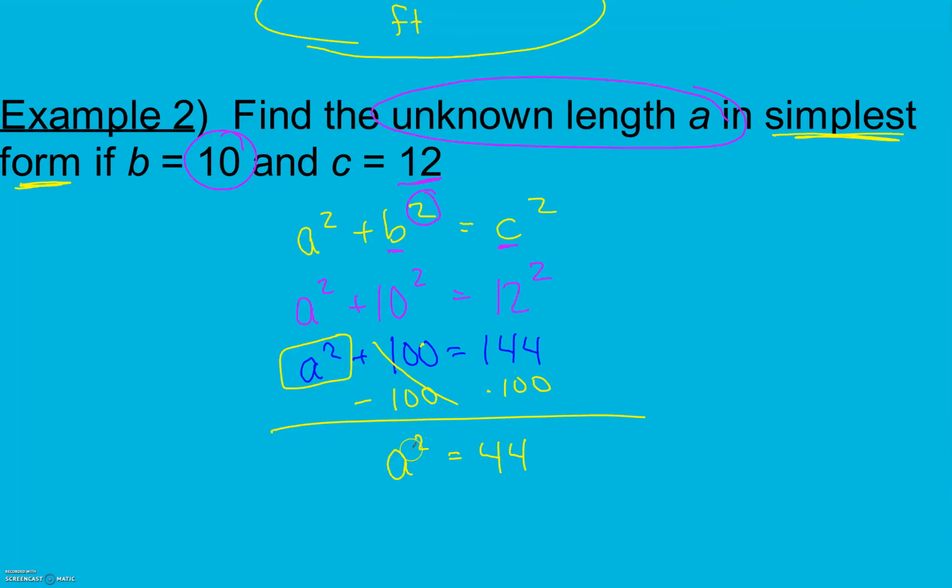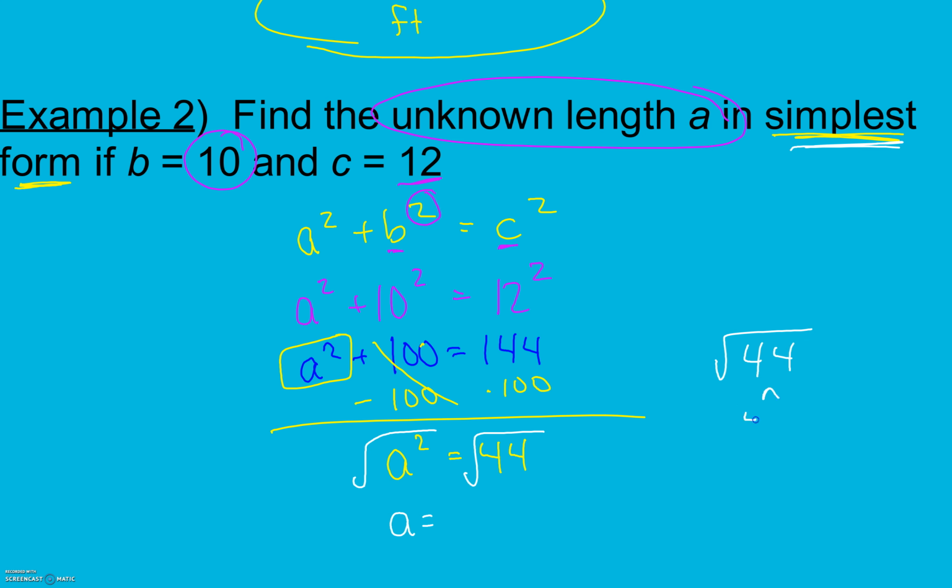Again, to get rid of a square, we take the square root. We're looking for what number we would have to square to get to A. We want the square root. What number did we square to get to 44? Here, the square root of 44, we have to reduce. They want it in simplest form.